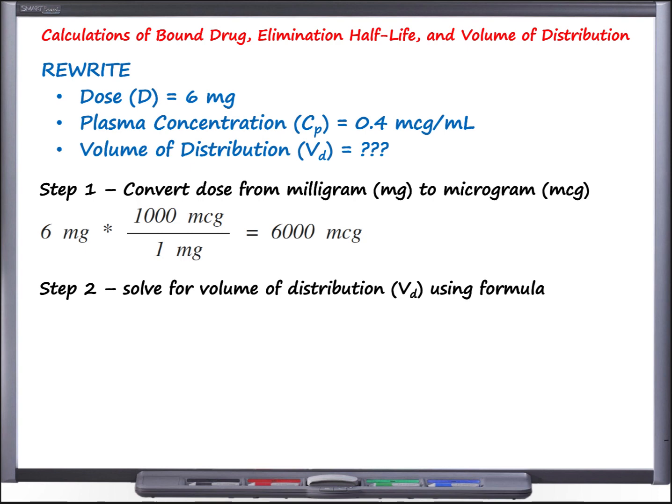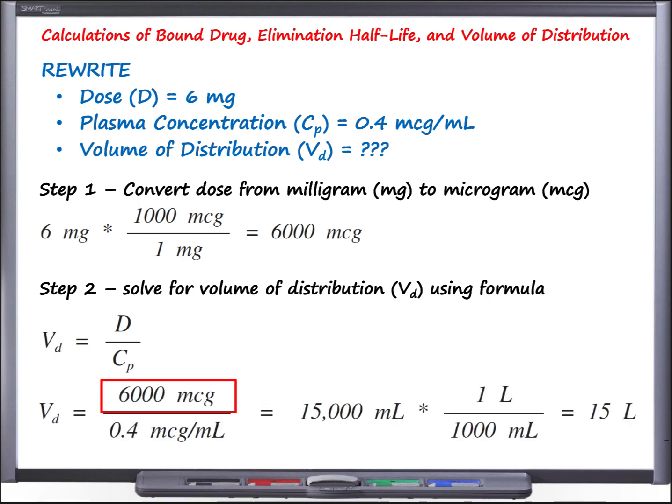Step two is to actually solve for the volume of distribution using the formula. So I'll remind you, the formula that we were given was that the volume of distribution is equal to the dose divided by the plasma concentration. So if we put those actual numbers in, we can see that our dose was 6,000 micrograms, and we're going to divide that by the plasma concentration we got, which is 0.4 micrograms per milliliter. And when we divide that out, the math would turn out to be 15,000 milliliters. Micrograms cancel, and our units would be in milliliters.